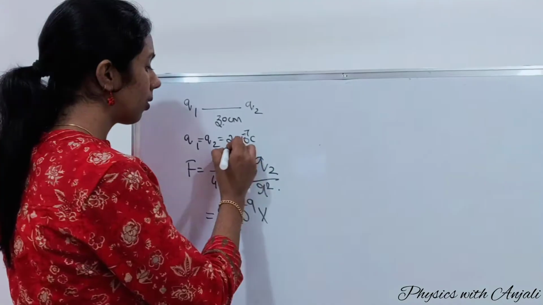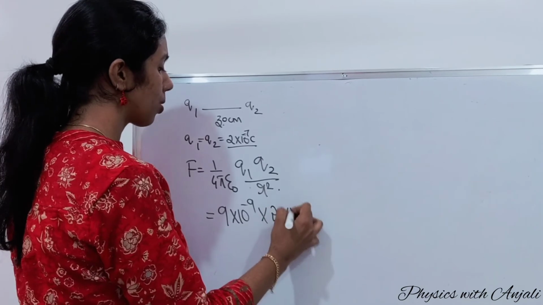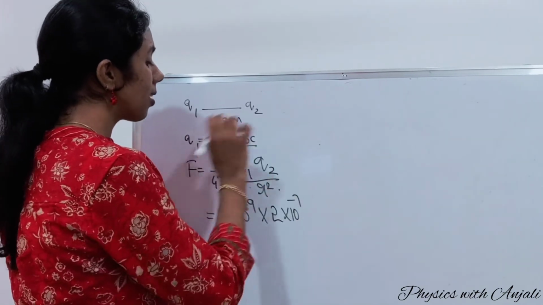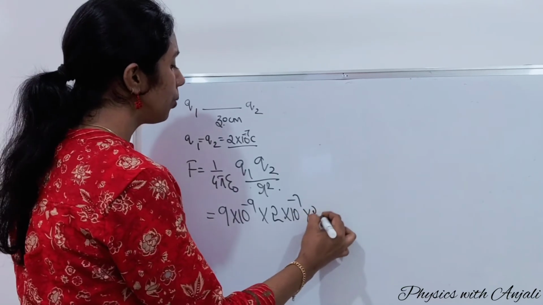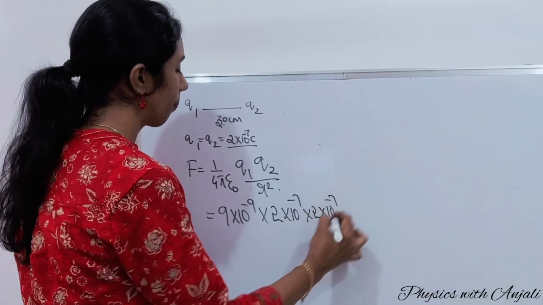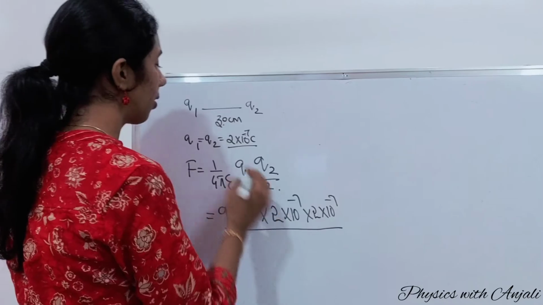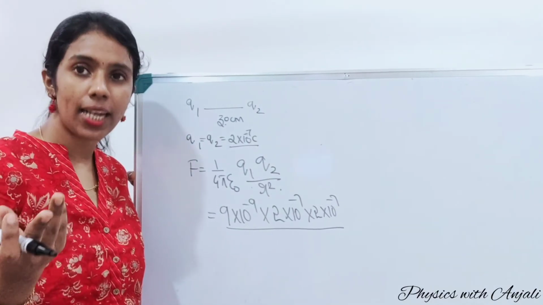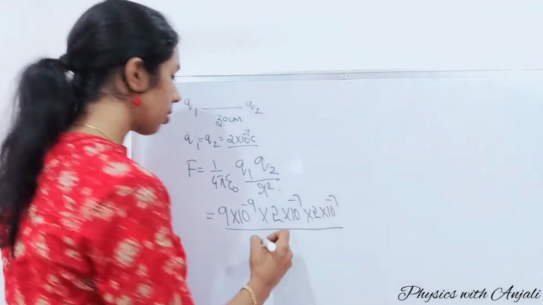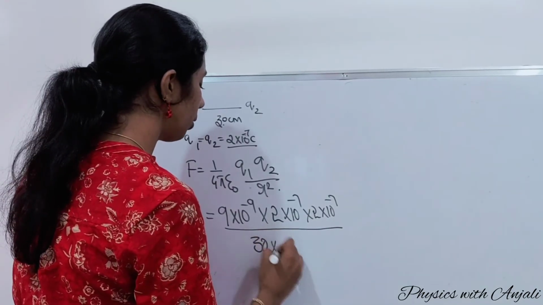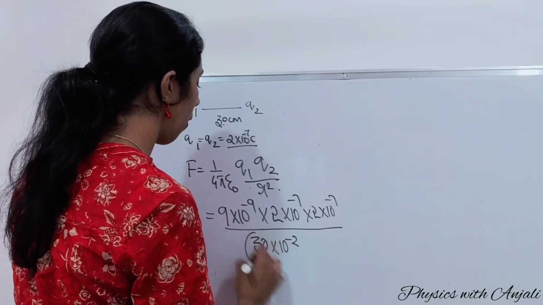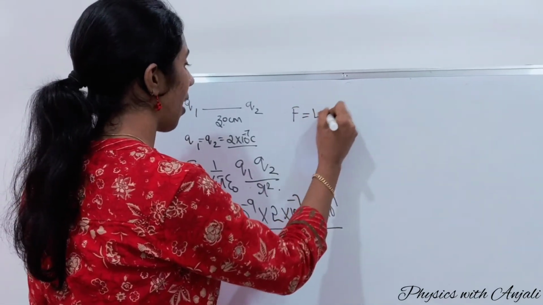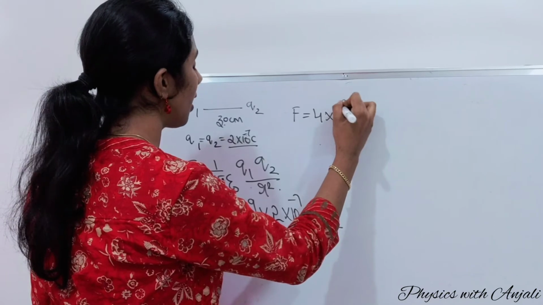Instead of q1, 2 into 10 raised to minus 7, which is given in the question. Instead of Q2, the charges are of same magnitude, again 2 into 10 raised to minus 7. Instead of r, it is 30 centimeter. Here, we have to convert centimeter into meter. So, 30 into 10 raised to minus 2 the whole square. Solving this, we will be getting the answer as 4 into 10 raised to minus 3.